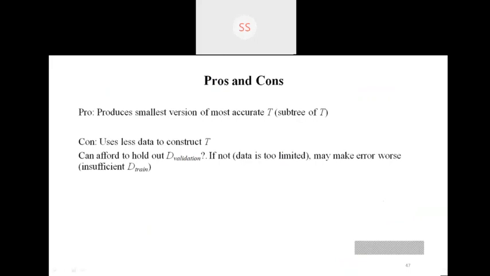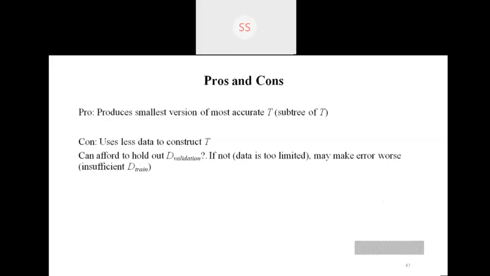What are the pros and cons of reduced error pruning? The first one, the advantage of reduced error pruning, is that it produces the smallest version of the most accurate tree, that is, a subtree of the tree.